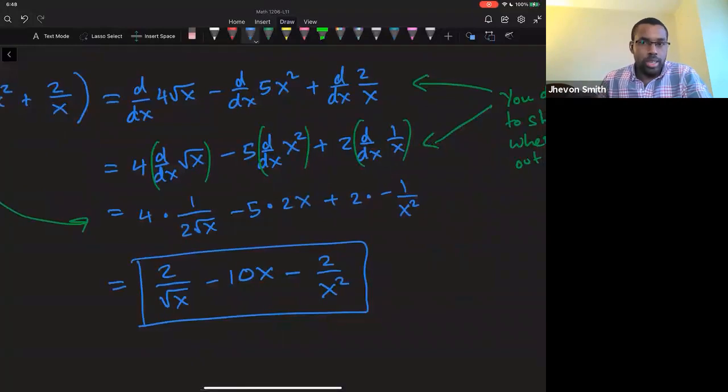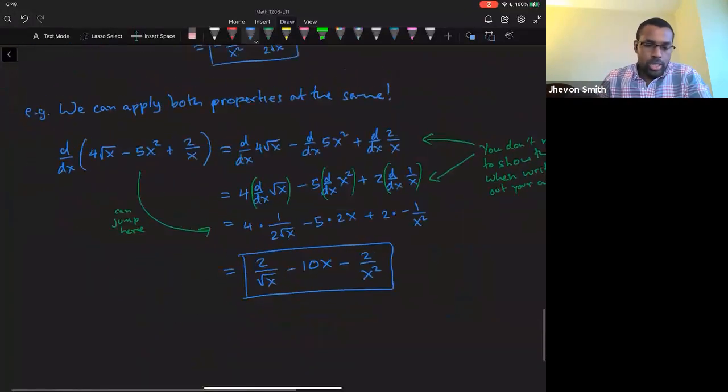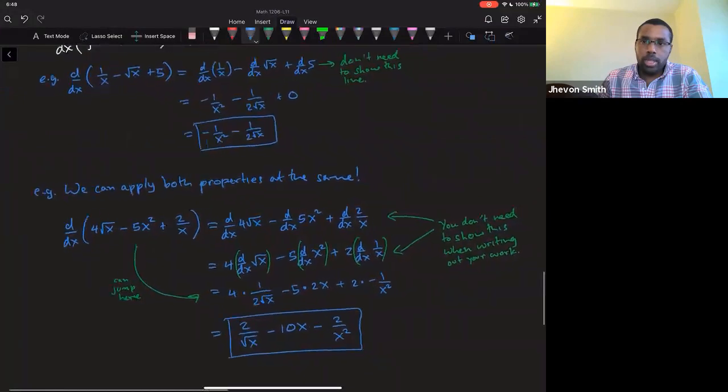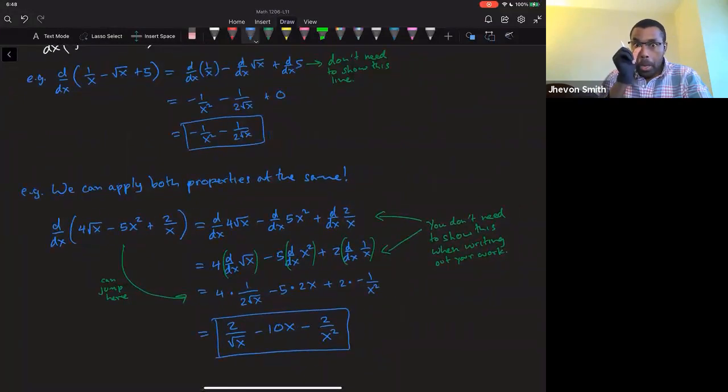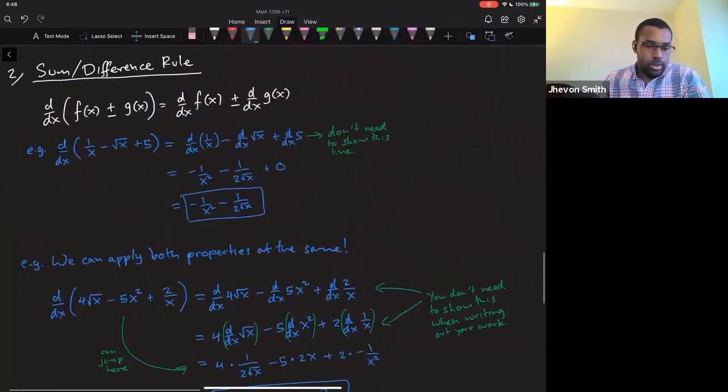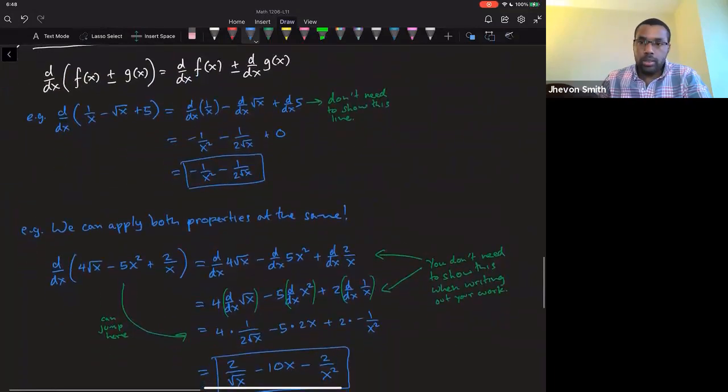Yeah, you will get there. Any questions on these examples here? Like how I apply these properties, how to get these guys.